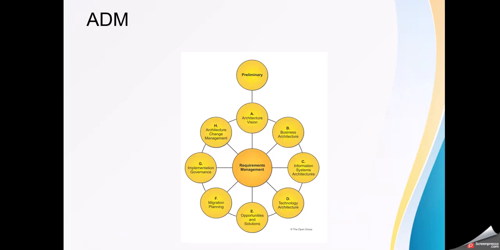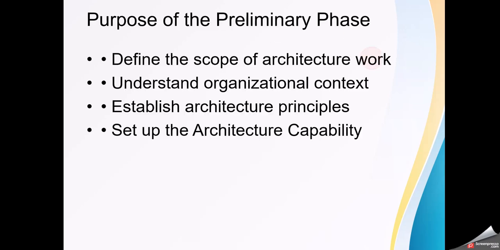So this is our architecture development method cycle. It starts from preliminary and you will see the architecture vision, business architecture, information systems architecture, technology architecture, and it will go on. So the requirements management will be the center point. In every phase, the requirements management will be checked, whether the requirements are matching with whatever output we are generating. So it will start with the preliminary phase. I will explain what the preliminary phase is today.